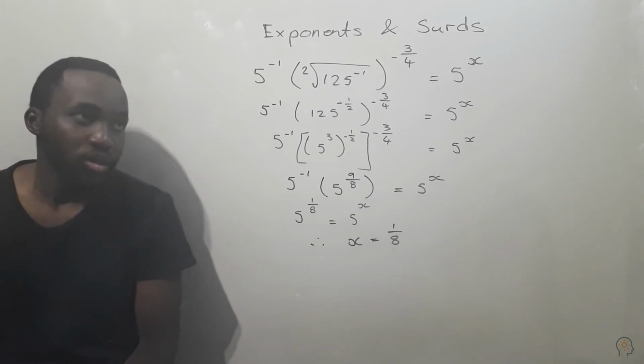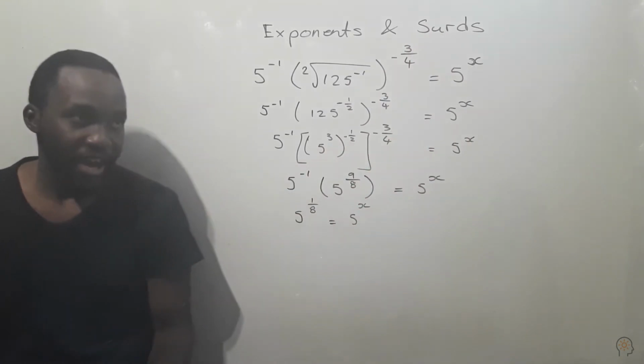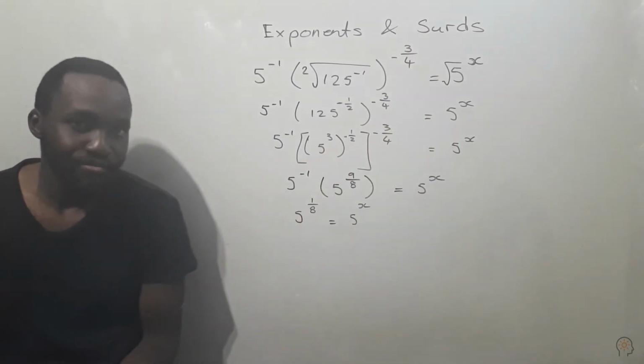If this question was a bit fishy, say on the right hand side, we had the square root of 5 there.